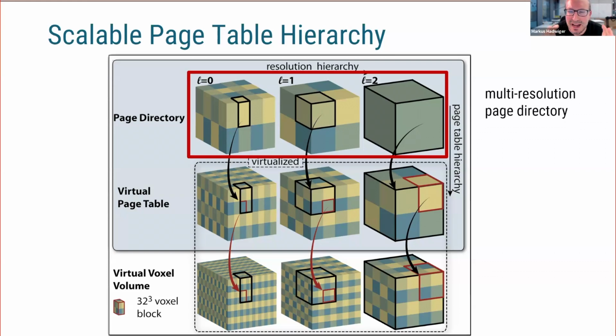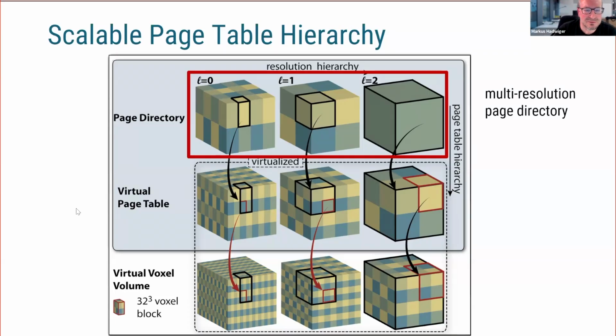The only thing that really has to be resident in GPU memory is the top-level page table, which is the page directory, and because it covers different resolutions, we call it a multi-resolution page directory. Down here it says virtualized. That means all of this just exists virtually, and is streamed on demand and paged into cache textures that act as a cache, like the pool of memory that is actually physically mapped, versus the virtual memory that is the whole address space of the whole volume.